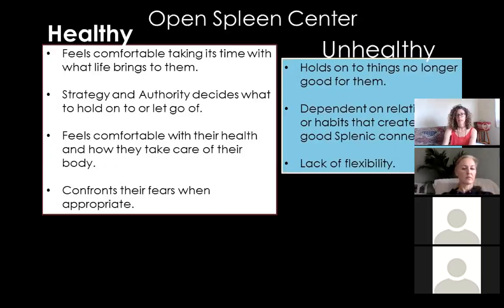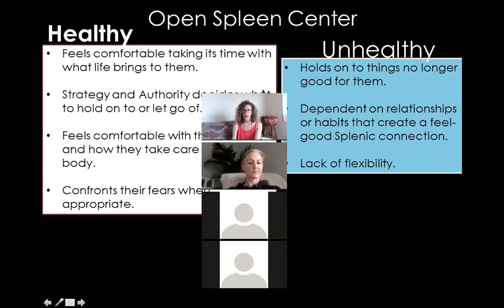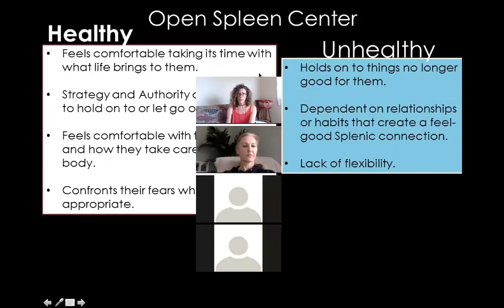And then the unhealthy side of things is that they're holding on to things that aren't actually good for them. They're dependent on others with the defined spleen, or habits that create a feel-good connection, but that aren't actually good for them. And they can become rigid and lack flexibility because those fears are just kind of dominating them.